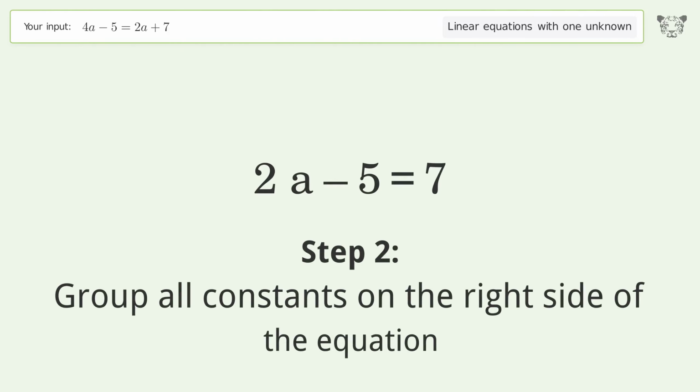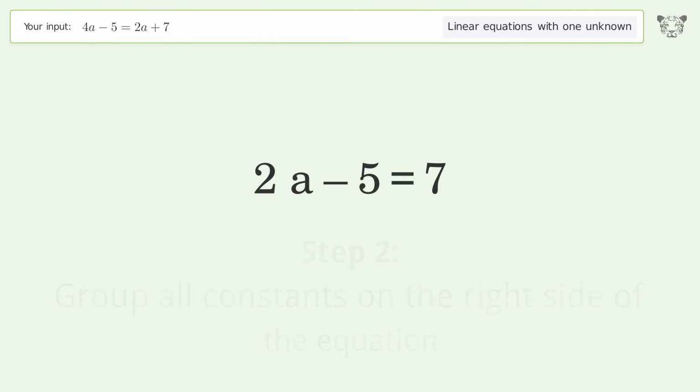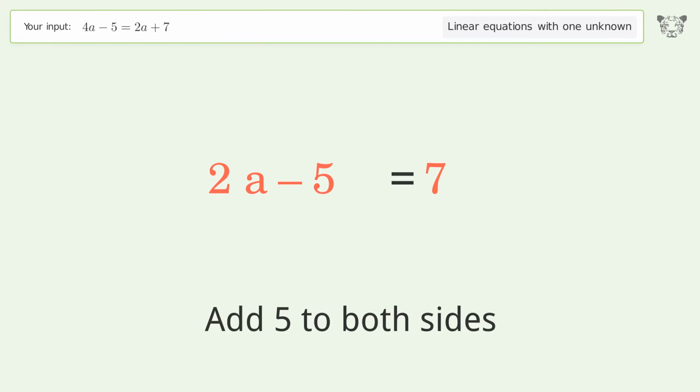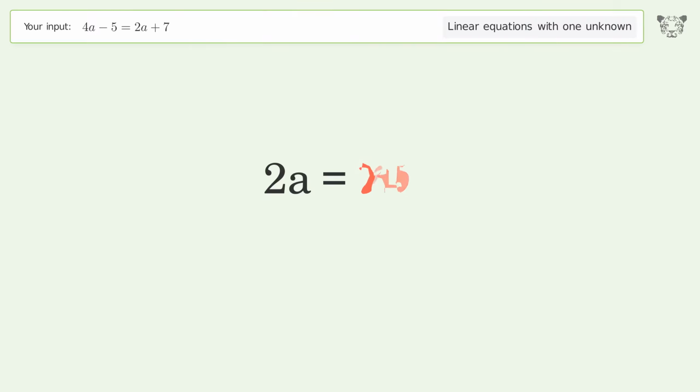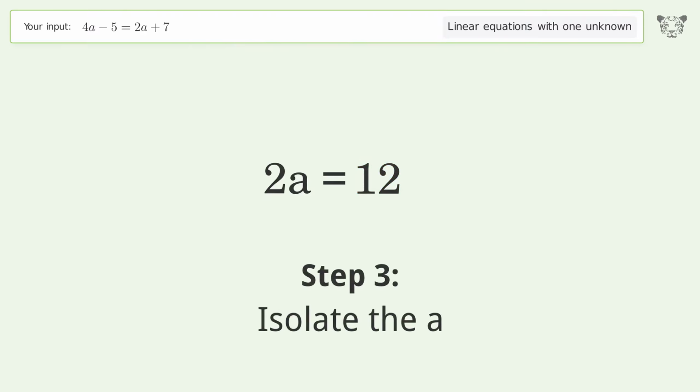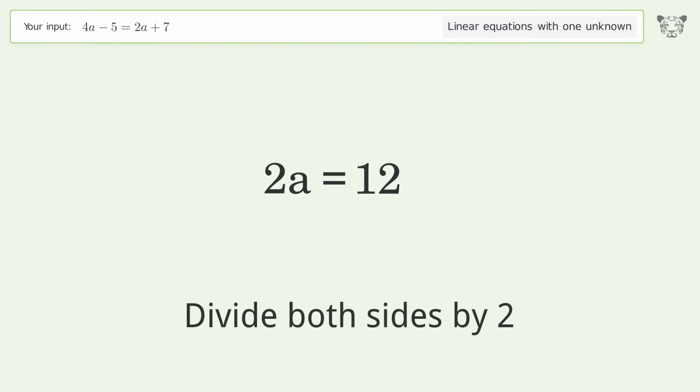Group all constants on the right side of the equation. Add 5 to both sides. Simplify the arithmetic. Isolate the a. Divide both sides by 2.